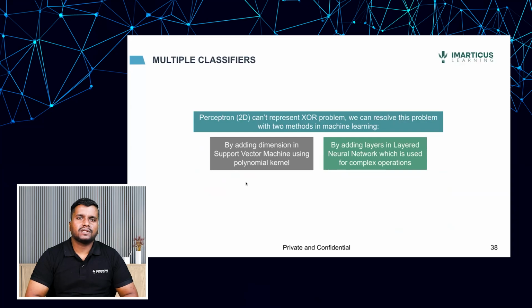A perceptron, which is a two-dimensional figure, can't represent the XOR problem because the XOR problem requires two lines. We can solve this problem with either of two methods used in machine learning: by adding a dimension and using a support vector machine with a polynomial kernel, or by adding a layer in a neural network, which is used for complex operations. So we can add two layers, like two neurons basically. In either case, the first one is the polynomial kernel using SVM, or the second one, as we said, is to have two neural network layers.